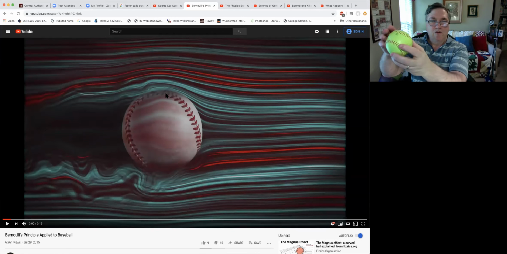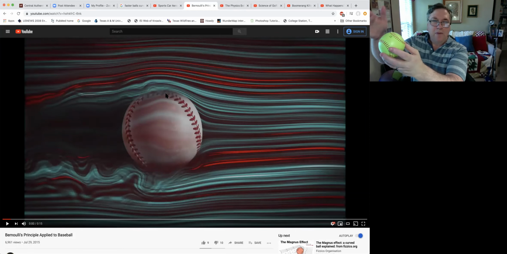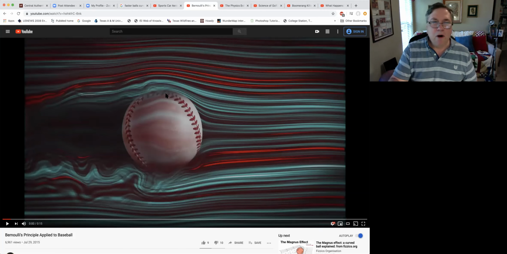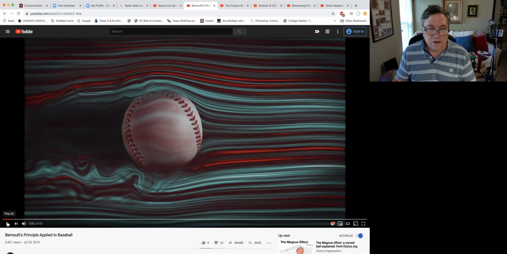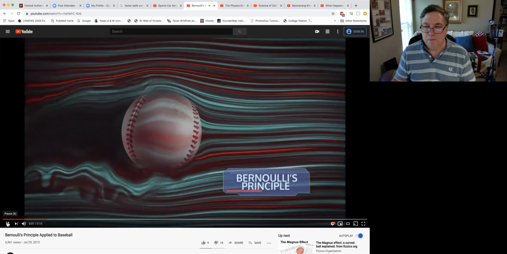And as it's moving, the air molecules on top are going faster. The air molecules on the bottom are going slower. Part of the reason we know this is that there's going to be more turbulence underneath the ball. So that's going to exaggerate that pressure difference. So this is how turbulence actually helps in terms of creating a pressure difference and therefore a larger amount of force. So let's look at the baseball.